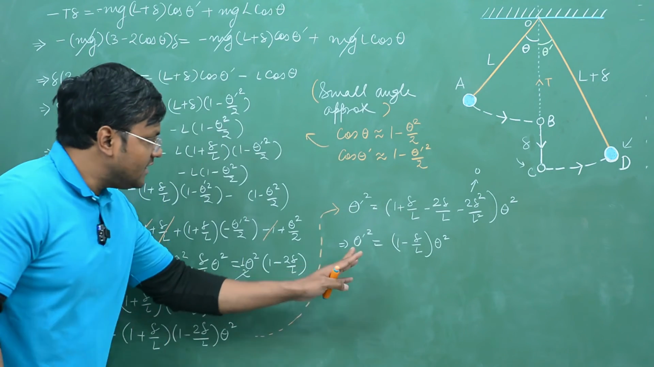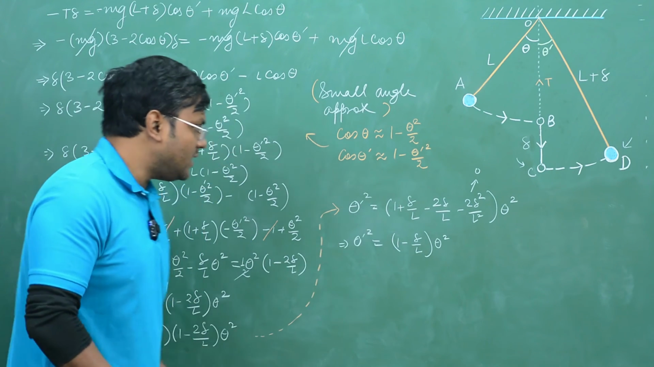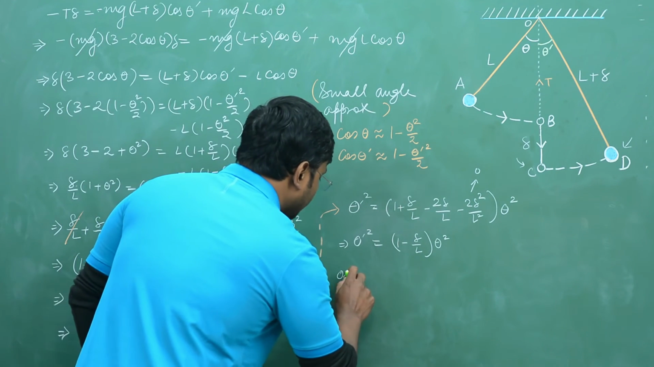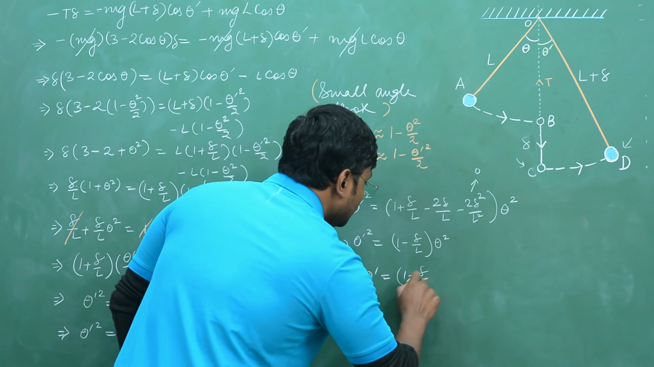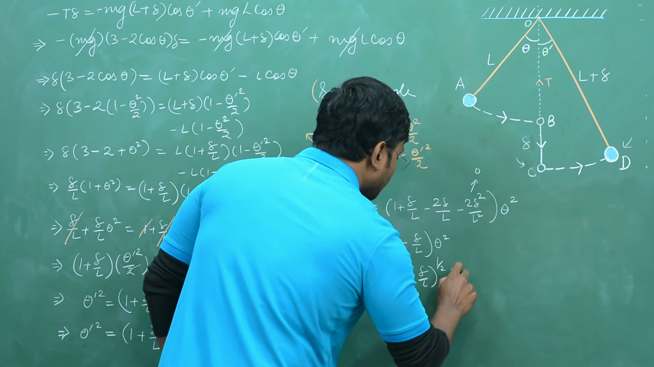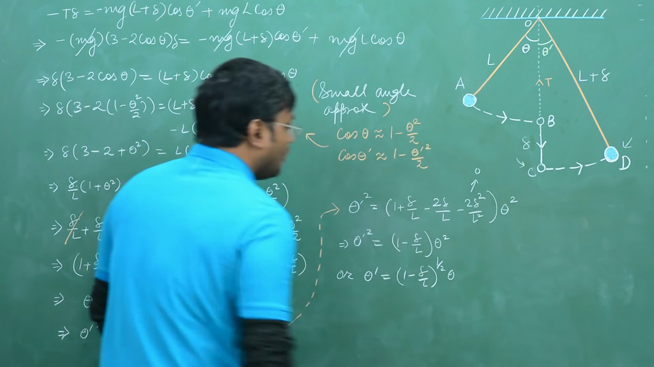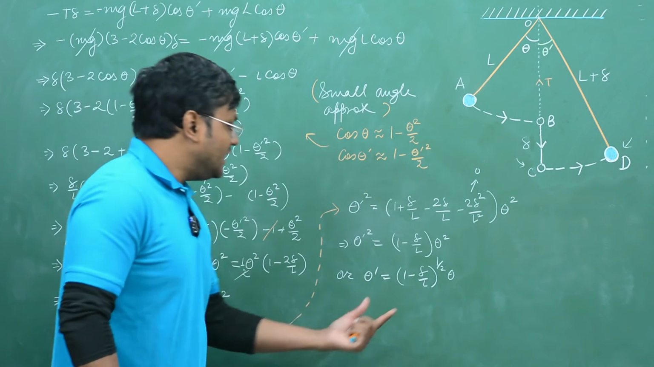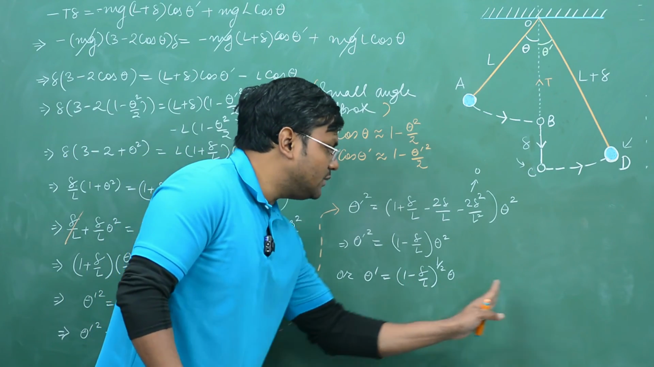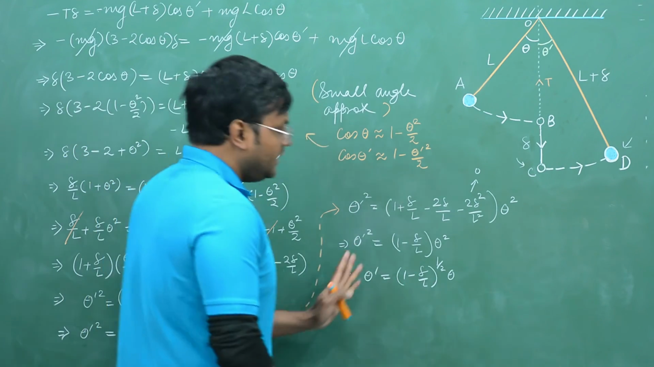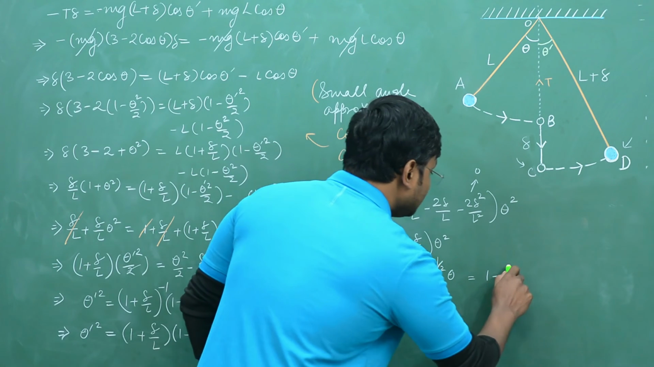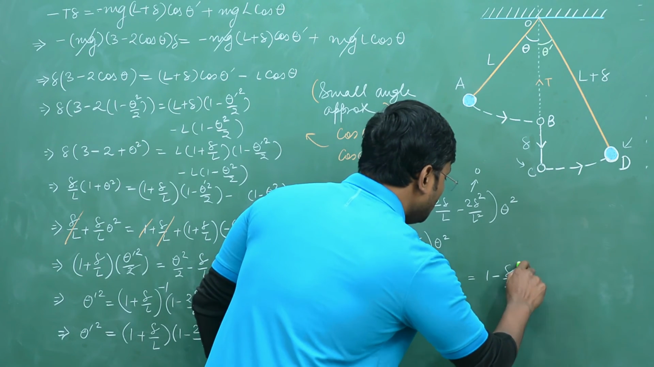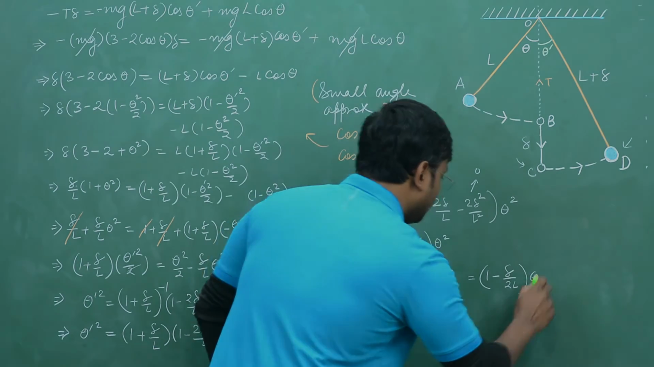Now this is a relationship between theta dash square and theta square. If I want to find out what theta dash is, this is going to be equal to 1 minus del upon L to the power half, times theta to the power 1. So again, I am going to use a binomial expansion here. Again, I will get multiple terms. So the first two terms I am going to retain, the rest I am going to ignore because they are very, very small.